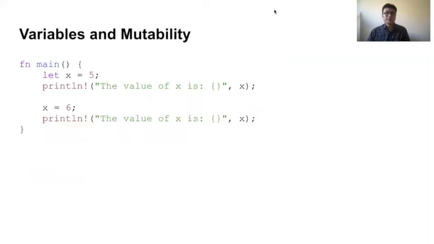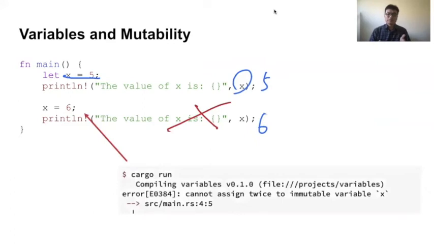Okay, let's look at this example. If we define x equal to 5, then we print it out, it should be 5. We assign x equal to 6 and try to print out 6. What happened? This code will not compile. You will get an error message saying you cannot assign twice to immutable variable x. Immutable means this variable cannot be changed; the value of this variable cannot be changed. So why do we see this error message?